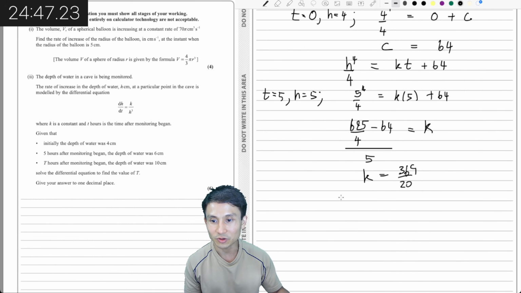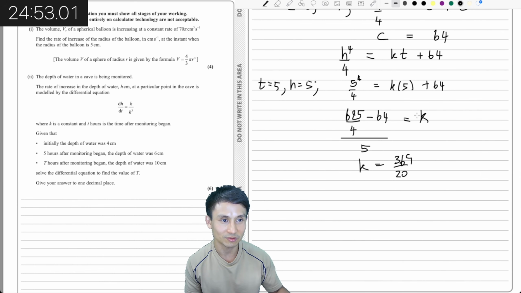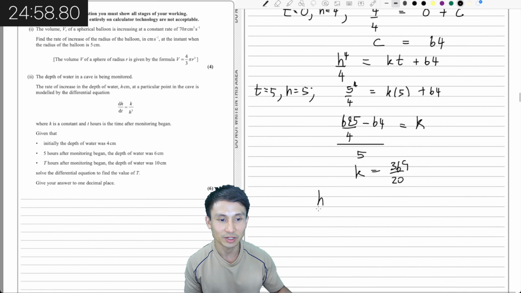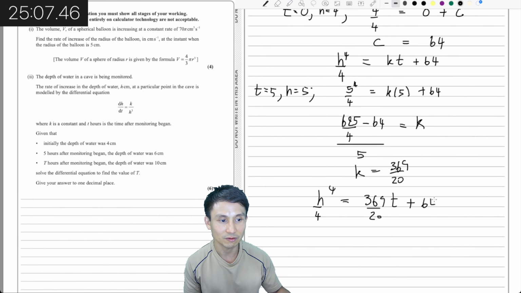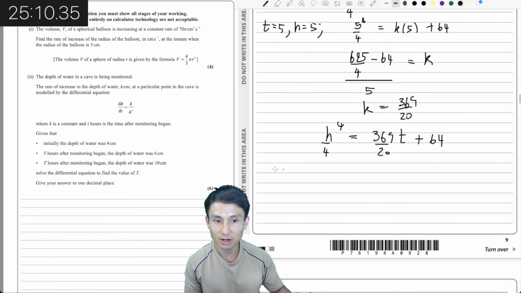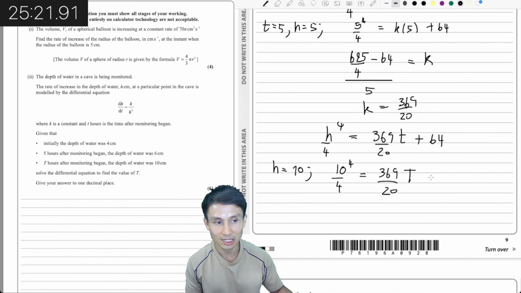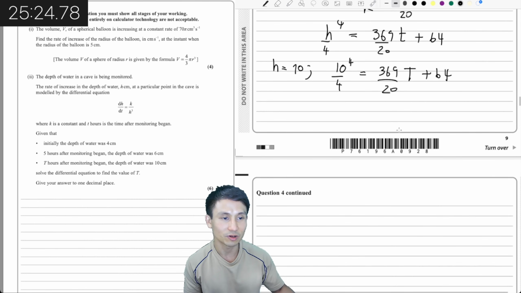Okay, now we solve the differential equation. Yeah, I think we have. So k is just that. So the differential equation is h to the 4 over 4 equals k, which is just that value there, times t plus 64. So now we want to find the value of t when h equals 10, right? So it's 10 to the 4 over 4 equals 369 over 20 times t, because that's the letter they use. And then we're going to solve for this t. So t here to 1 decimal place, so that's fine.